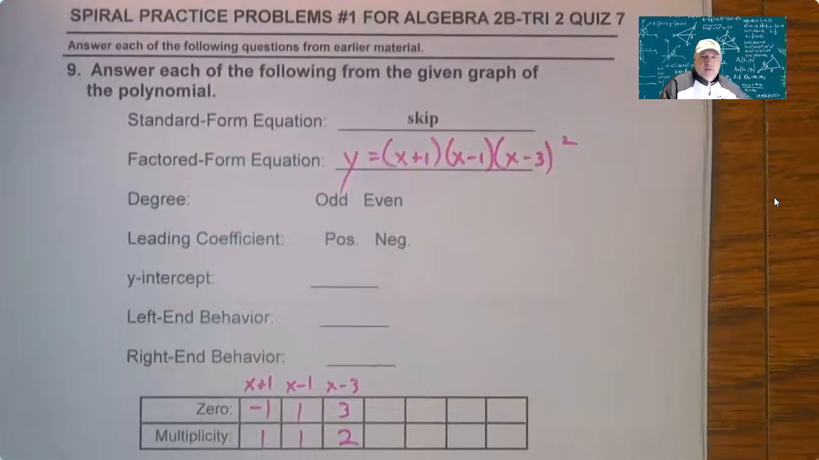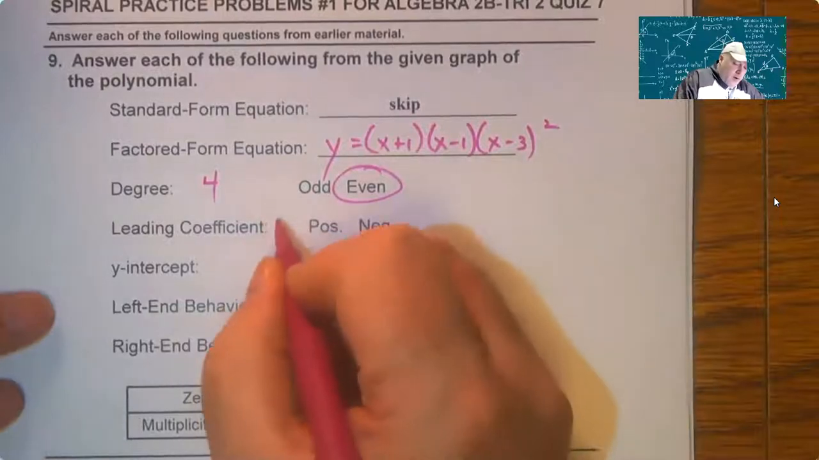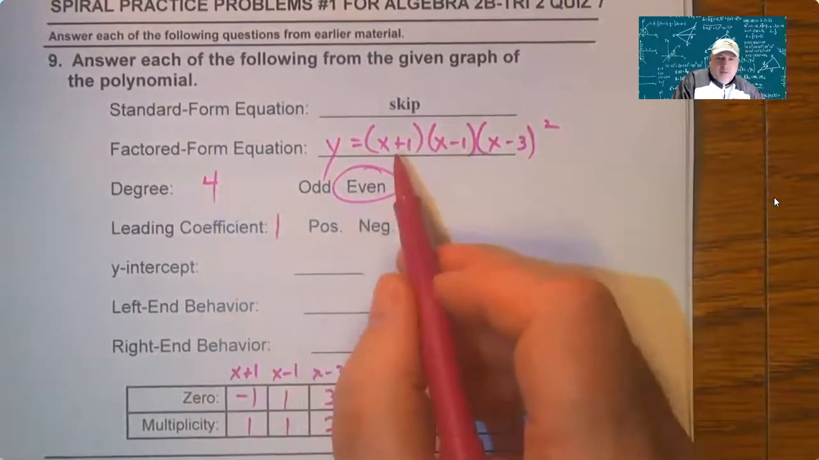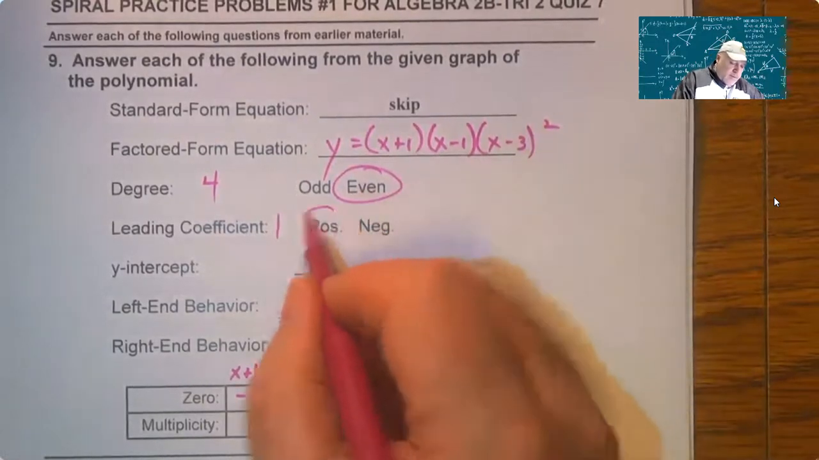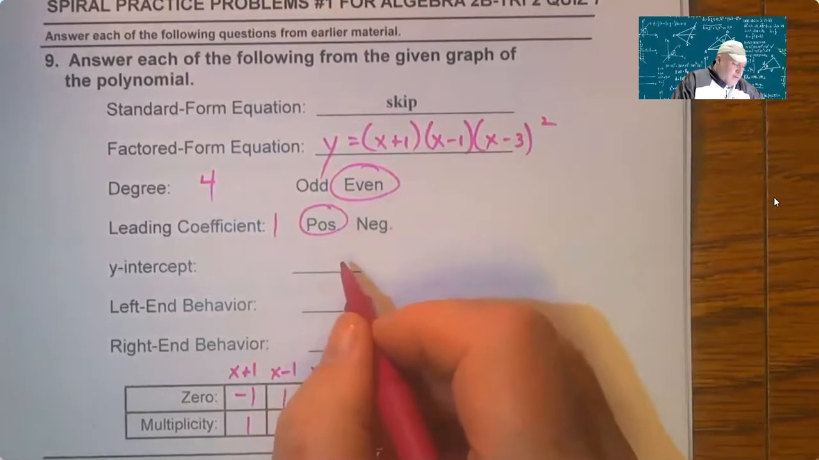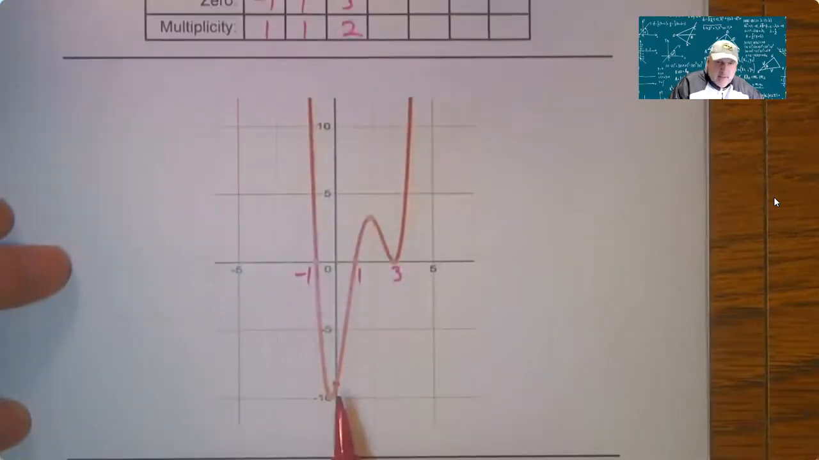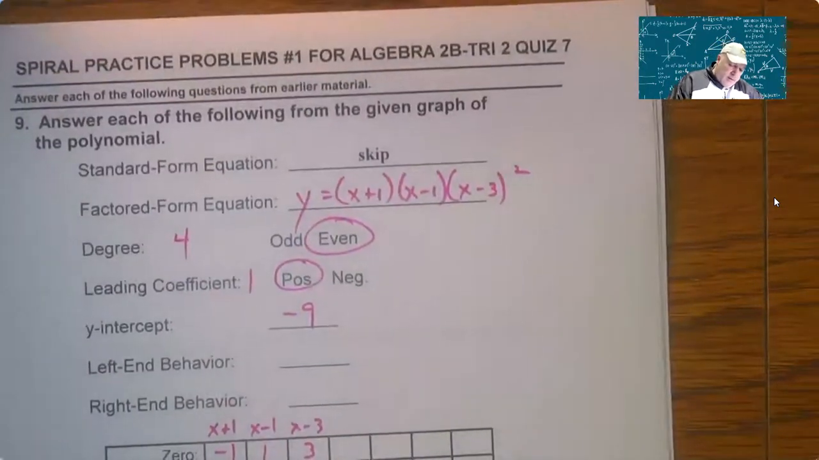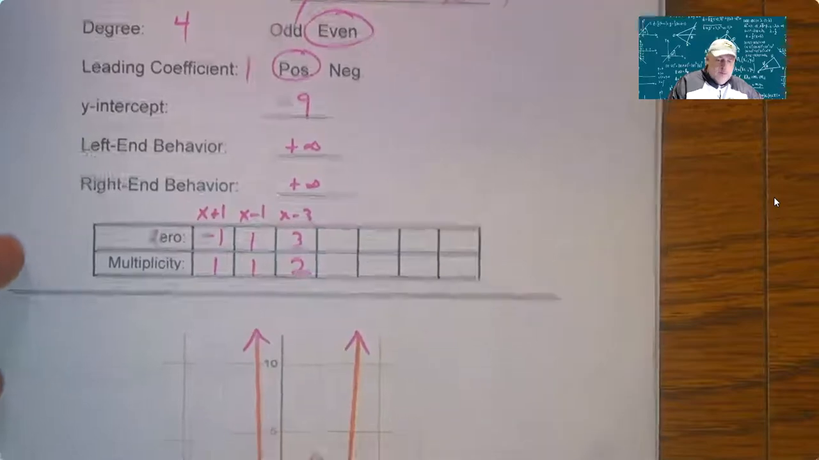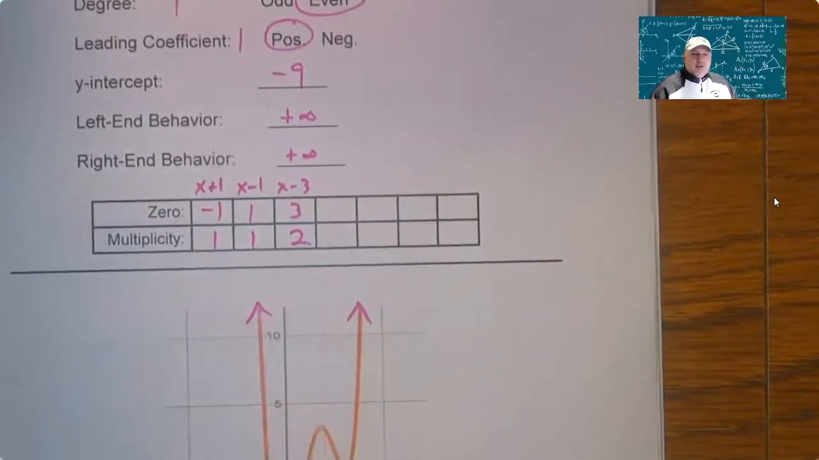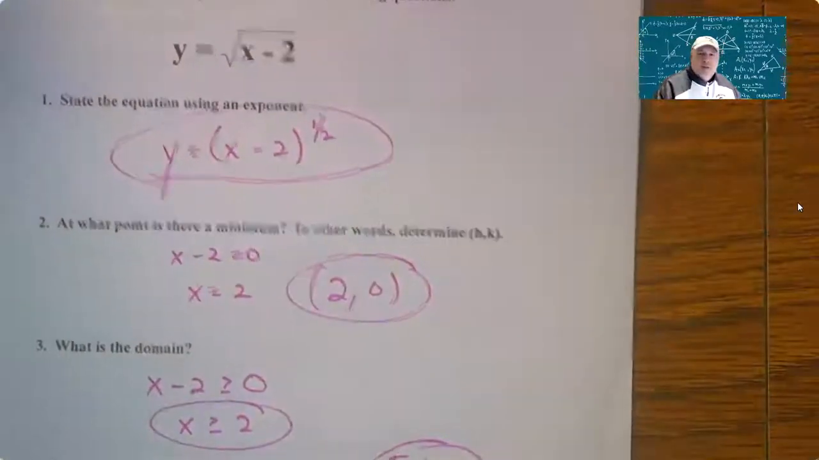That's going to be your, and the degree is 4, so it's even. The leading coefficient will be 1. Okay, so if you just do 1x times 1x times 1x times 1x, it is 1, so positive. The y-intercept is going to be -9, so you can even look at that. Hey, that's -9. Left and right end behavior are both positive infinity. So you can look at the graph and determine that where the end's going. And this is practice quiz 1 for quiz 7, Algebra 2B, second trimester.